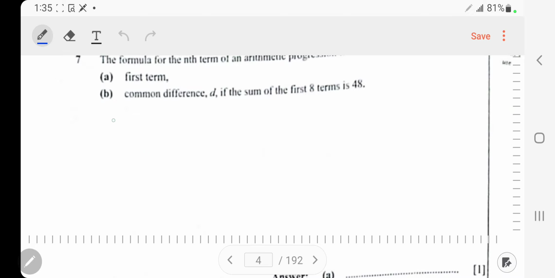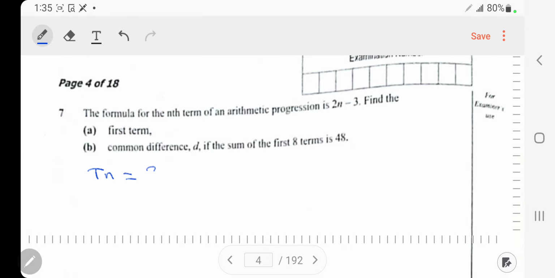We are provided with the nth term, which says that Tn should be equal to 2n minus 3. To find the first term, a, you will realize that n should be equal to 1 since it's the first term. So the first n will correspond to the term itself. So we have term number 1 should be equal to 2, where there is n we put 1, then minus 3. So we are going to have 2 minus 3, which gives us negative 1. So term number 1 is equal to negative 1.